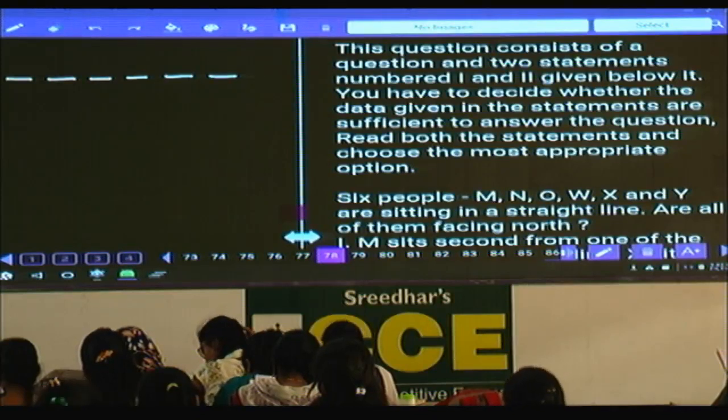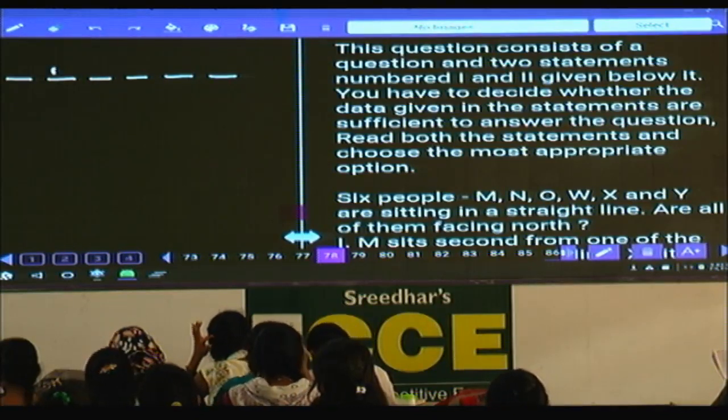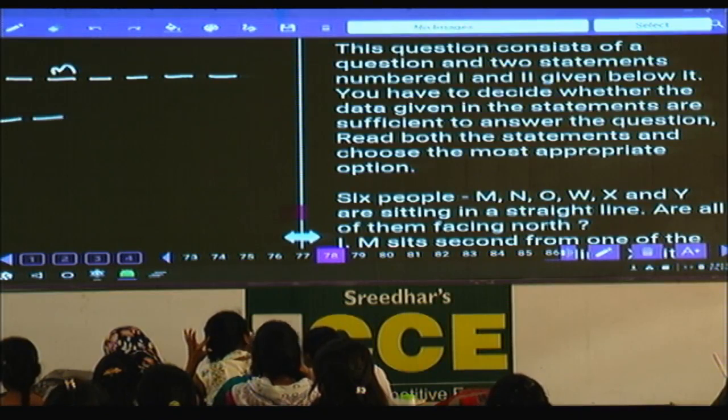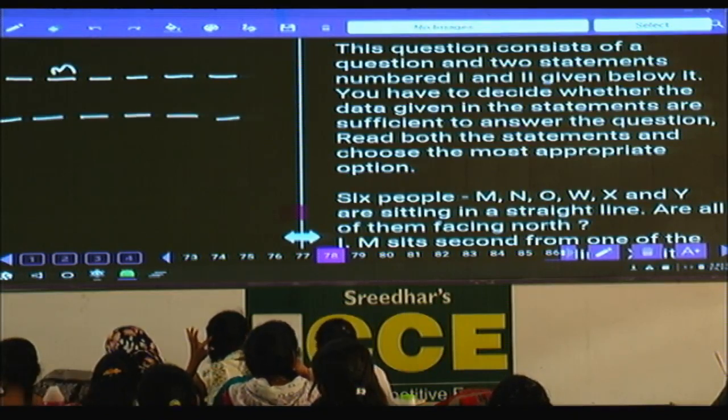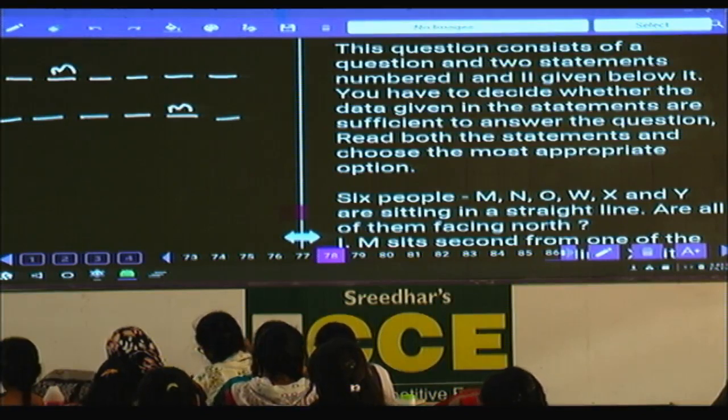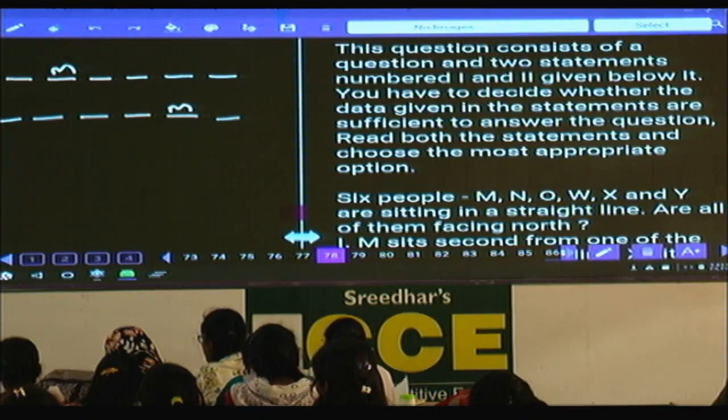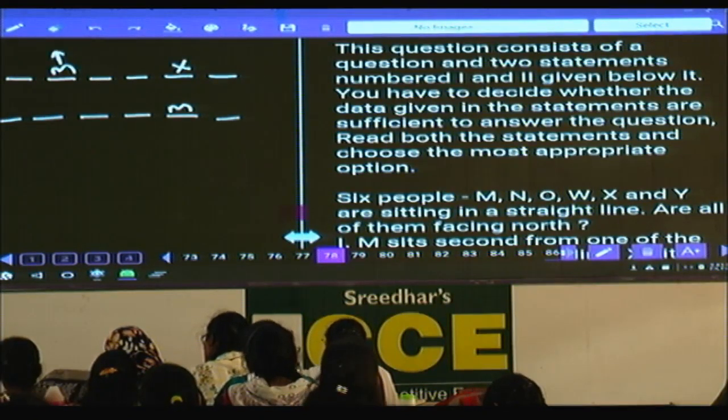First one: M sits second from one of the extremities of the line. M can be here. What is the next possibility? M can be here. X sits third to the right of M. As X is seated third to the right of M, X is here. In this case, M must be facing south.